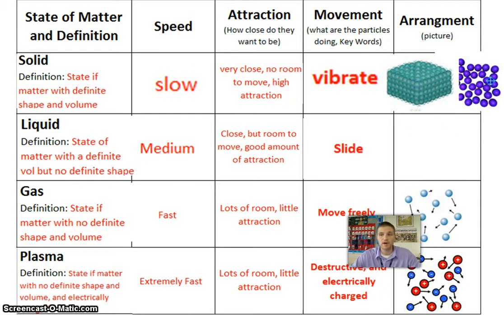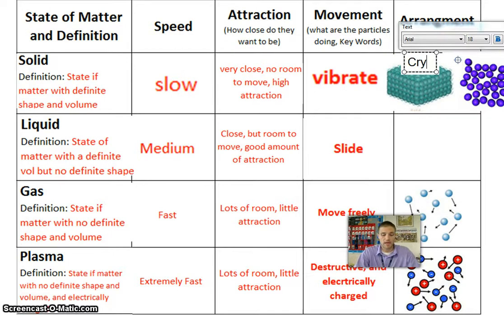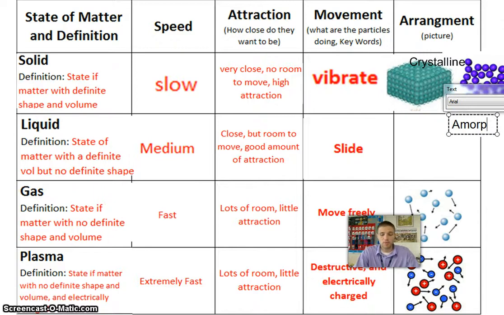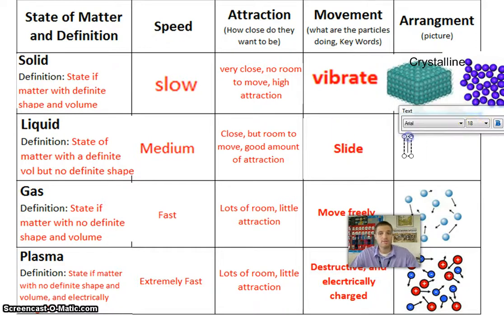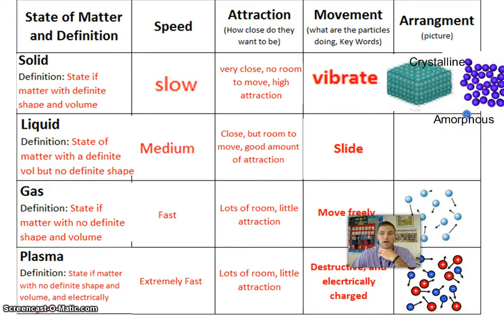This picture over here, even though we used it for a liquid, could be used for a solid because those ones, they're touching, they're kind of close, but they're not in a specific pattern. That would be what's called an amorphous solid. So this one right here would be called a crystalline solid. And this one over here would be amorphous. Amorphous means that it's very not structured, they can move wherever they want, where crystalline is very structured, very in line, things like that.